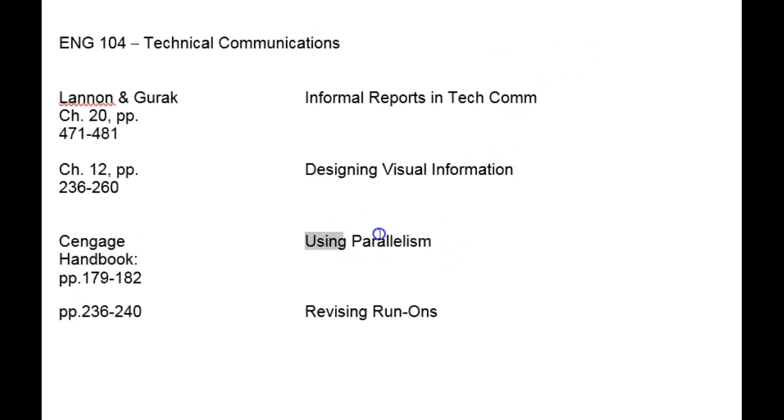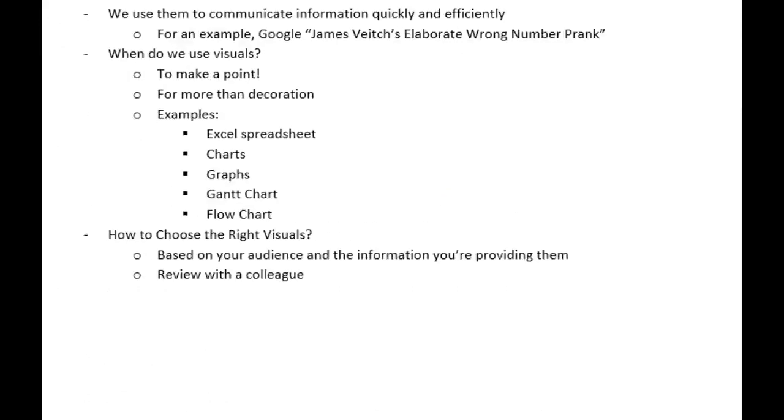So first off, what is parallelism and why do you need to be using it? It's simple. Parallelism is just the act of making your writing or making information parallel. And you do this by using matching words, phrases, or clauses to express equivalent ideas. And the goal is to create a balance and coherence in your writing.